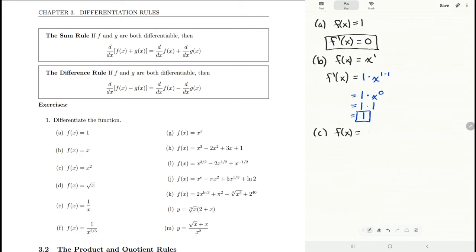In the next example, we have f is equal to x squared. And again, we have a power function, so we apply the power rule. So we're going to multiply the exponent in front. So that is 2 times x, and then we subtract 1 from the exponent. So that gives us 2 times x. And so the derivative of x squared is 2x.